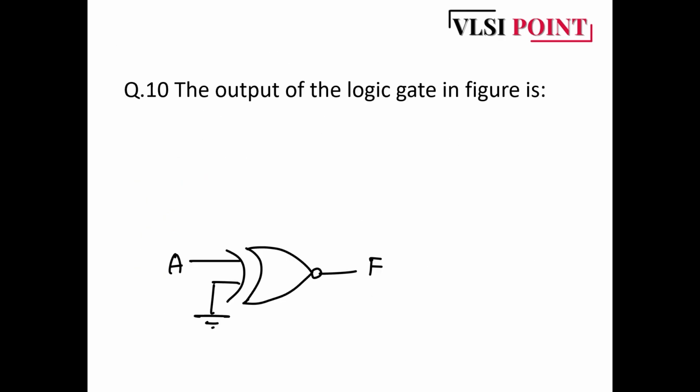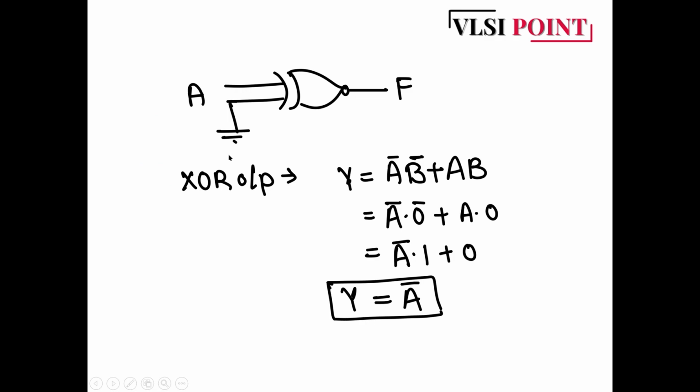Okay, so let's go to question number 10. The output of the logic gate in the figure is, they have given an XNOR gate. One of the inputs is connected to ground, another is A, and the output they have taken as F. Okay, let's see. Sorry, by mistake I said XOR, it is XNOR.